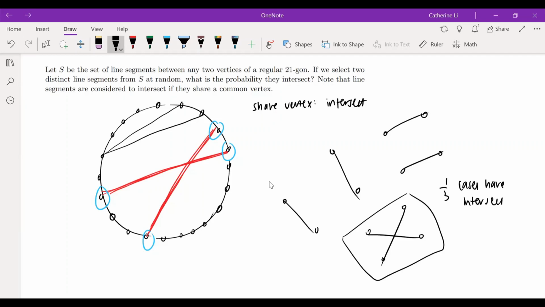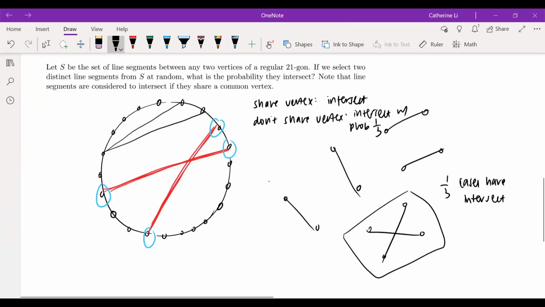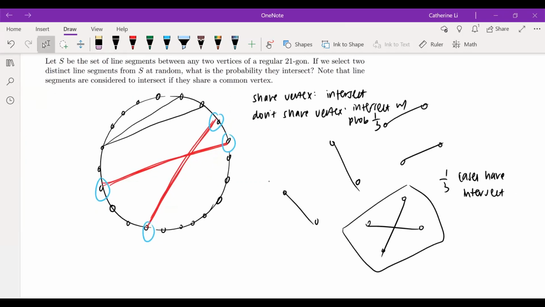So if the 2 segments that we choose don't share a vertex, that means that they intersect with probability 1/3. Yeah, so that was the observation that pretty much finishes the problem after computation. So now we're just going to multiply stuff out.